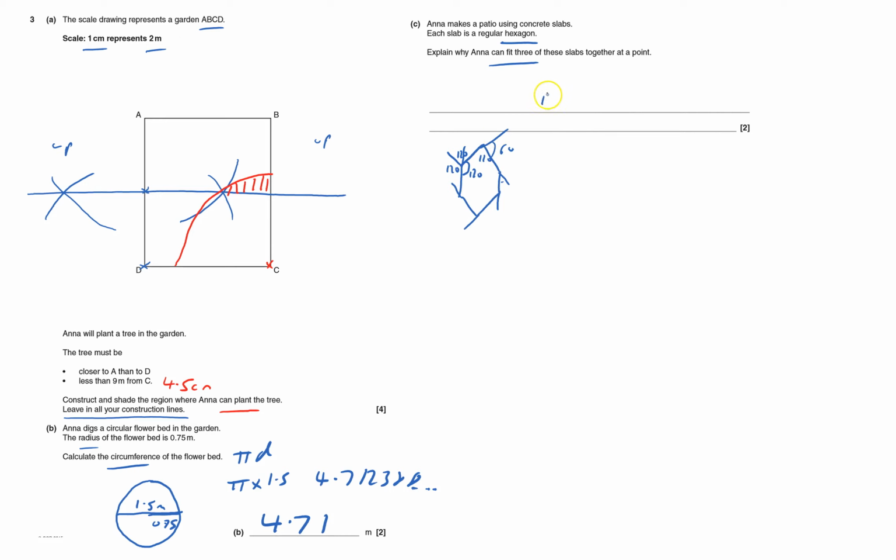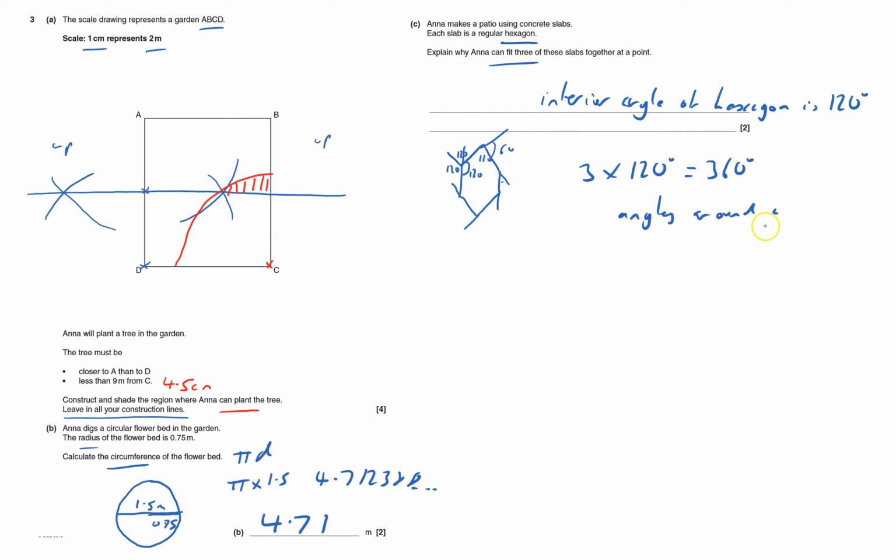So I would say interior angle of hexagon is 120 degrees, and 3 times 120 degrees equals 360 degrees, which is angles around a point. And I think that'll pretty much do. And strange question, lots of little different parts to it, but that's question 3 done.